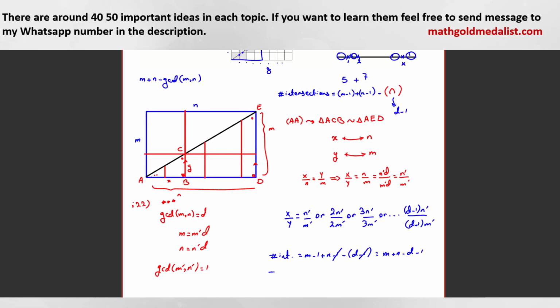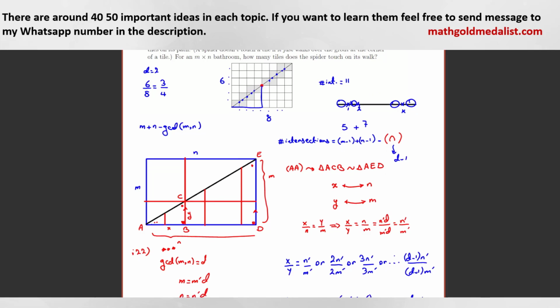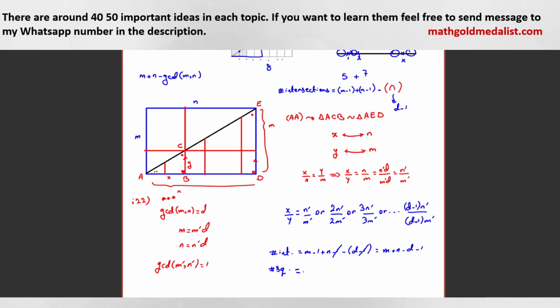Now the number of squares that it passes through, we said, is equal to the number of intersections plus 1, because when we have some intersections k, it passes through k plus 1 squares. So the answer will be m plus n minus d minus 1, the number of intersections, plus 1, which is m plus n minus d. D was what? GCD. So it is m plus n minus GCD of m and n.